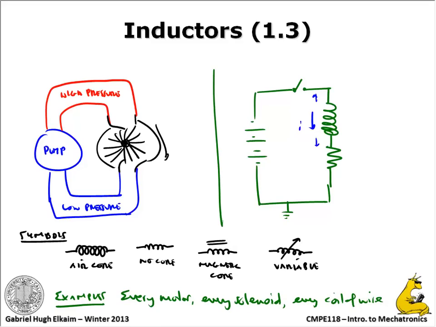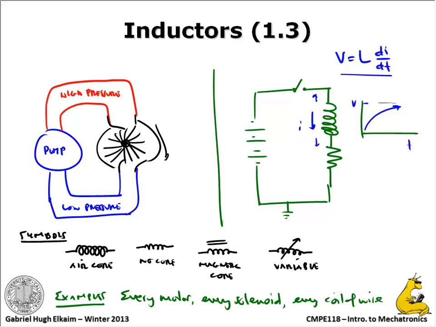The constitutive relationship is that the voltage equals L di/dt. So the voltage is proportional to L times the time rate of change of current. So when I close that switch, for instance, I'm going to get a slow climb up in voltage versus time. It's going to prevent it from, when I first close the switch, it's going to climb up, and when I turn off the switch, it's going to go the other way. It's going to give me a nice big spike.